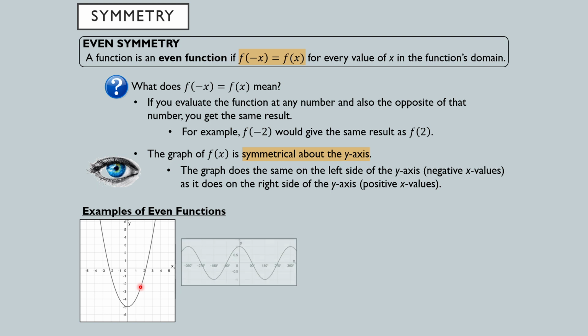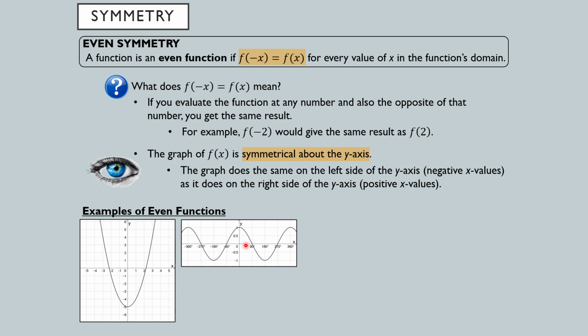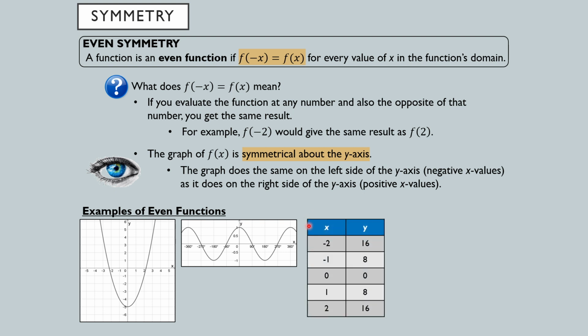All right, what about the graph of y equals cos x, or cosine x? Notice this graph does indeed do the same thing on both the left and right sides of the y-axis. For example, if I use an x value of 180 degrees, I get a y value of -1. Similarly, if I use an x value of -180 degrees, I also get a y value of -1. So same thing on both left and right sides of the y-axis. That is an even function. It has even symmetry.